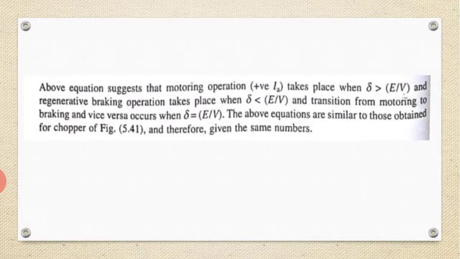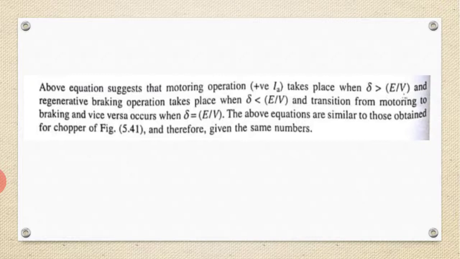Okay, now our equation suggests that motor operation, positive IA, takes place when delta is greater than E by V. Here are the three points I would like to discuss. The first one is when delta, that is the duty ratio or duty interval, is greater than E by V.